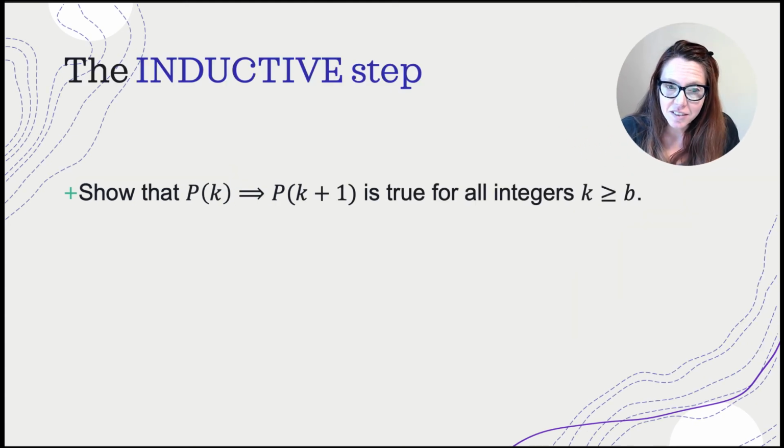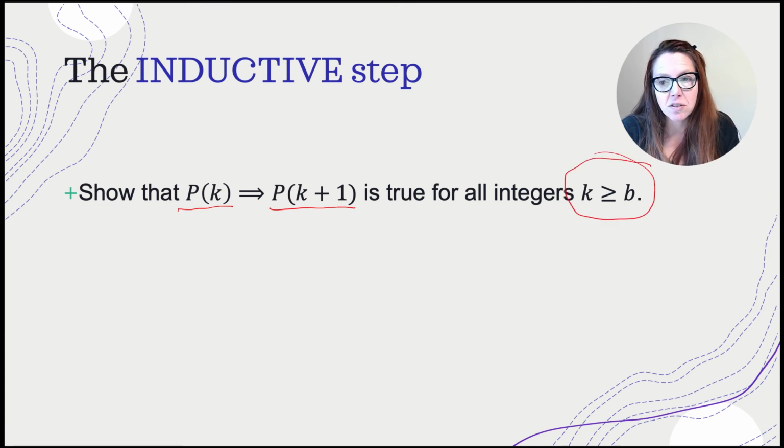The inductive step is sometimes the trickier bit, and that is where we have to show an implication, where if we assume that P(k) is true, this implies that P(k+1) is also true, and for all of those integers k greater than or equal to b.